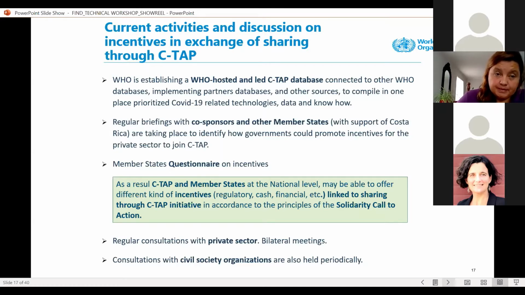So, as I said, we work together with the member states. Not only the co-sponsors, but we also provide regular briefings to all member states in WHO. Now we are circulating this questionnaire on incentives to all member states to see how they can support the initiative. Of course, we are having regular meetings with the technology holders and civil society organizations, countries, research institutions, universities, etc. Next one.